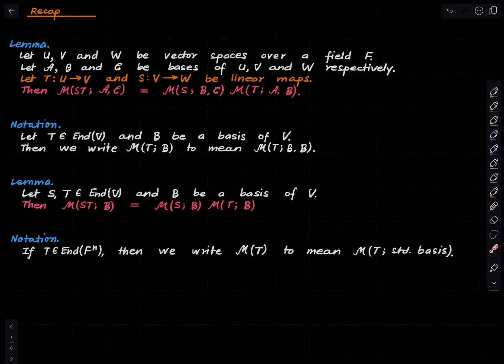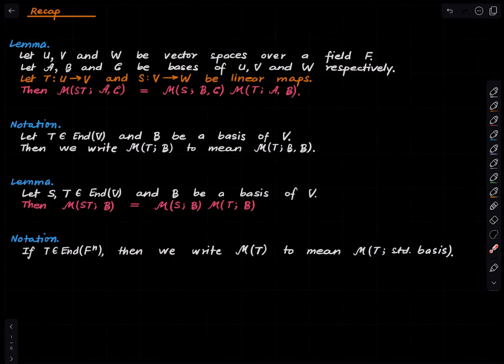Okay, and one more thing. This is a small fact, a consequence of that one. If S and T are endomorphisms on a vector space V and B is a basis of V, then the matrix of the composite with respect to the basis B is the product of the matrices with respect to the basis B. So in this proposition, just replace A and C and B by just B and use this notation, you get this lemma.